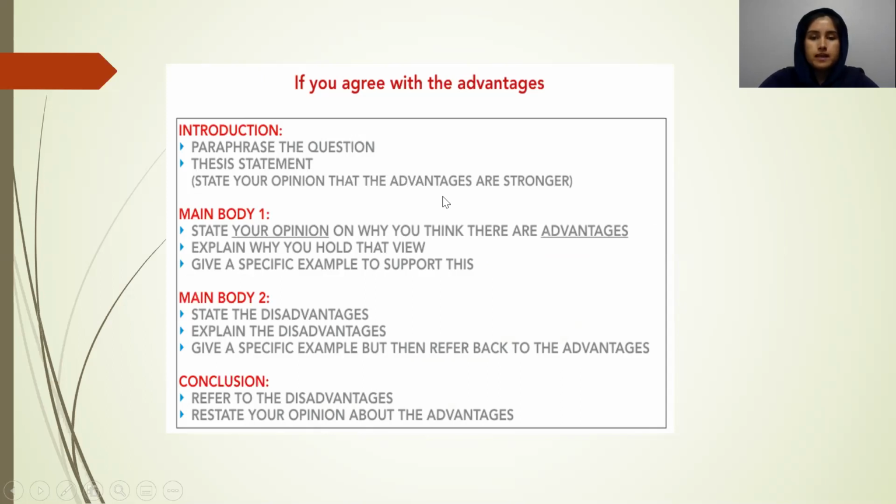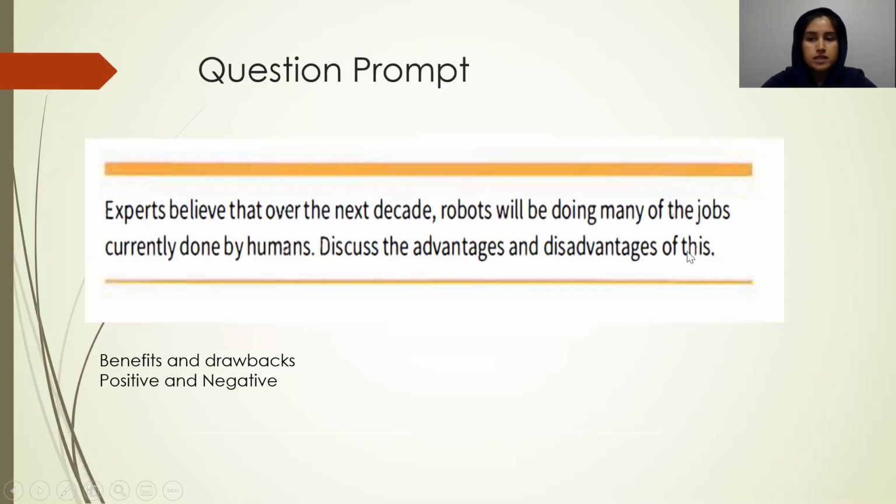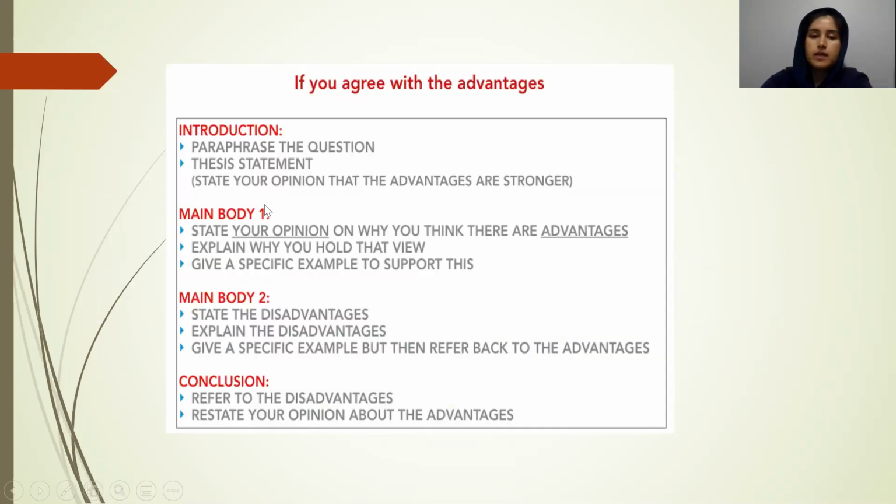That is only if you agree with the advantages. But if the question only asks what the advantages and disadvantages are, it doesn't really ask you to give your own idea, right? If it doesn't ask you, in the thesis statement you can just write what the advantages and what the disadvantages of this are. One sentence should be the advantages, and the other one the disadvantages, a summary of that.